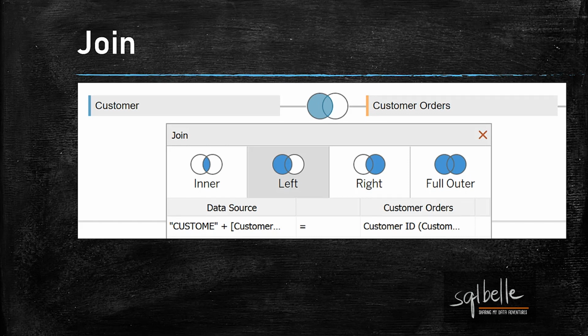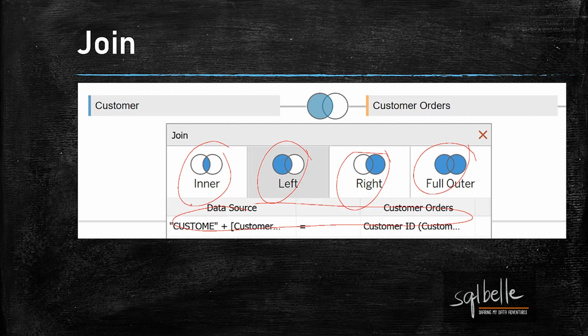Tableau usually represents this as Venn diagrams. We can do an inner join, a left join, a right join, a full outer join. We can also join based on calculated fields. It's important to note that not all data sources support all 4 types of joins.